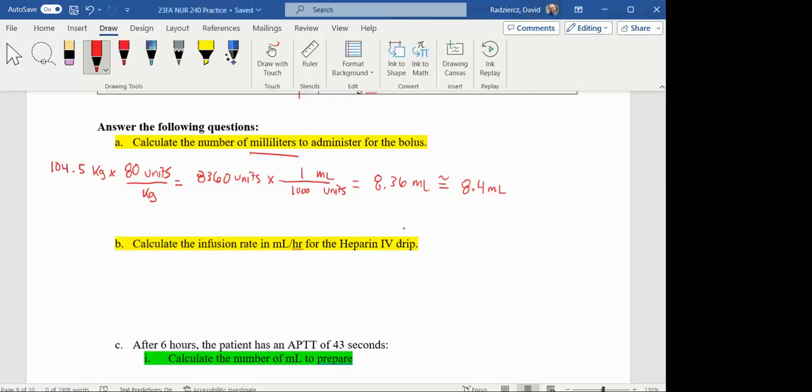Any questions on calculating the bolus? All right. So now for the drip rate, we're going to use the same patient weight, and hopefully I can write it down this time without messing that up. Good. And we start our infusion at 18 units per kilogram per hour.